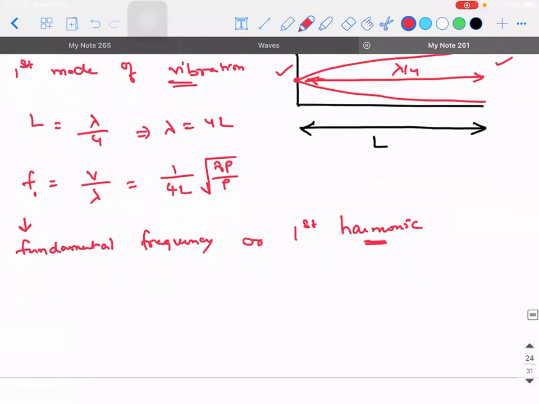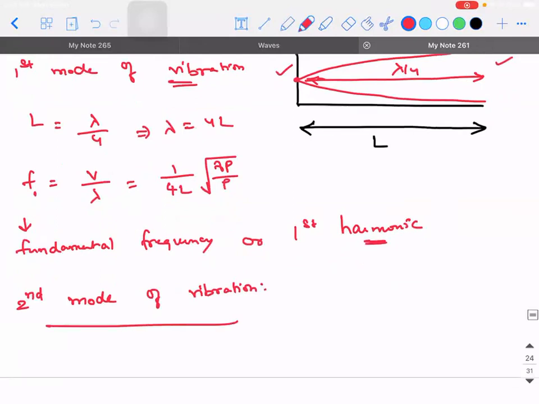Yes, sir. Now I have a question. If I talk about the second mode of vibration, then how many standing waves do you think I'll have?